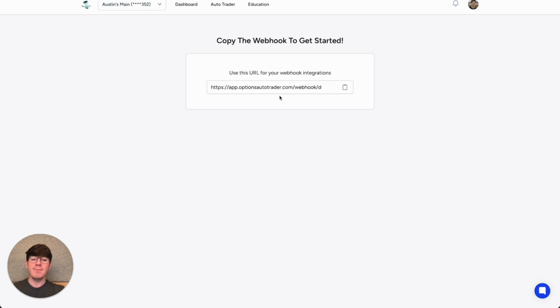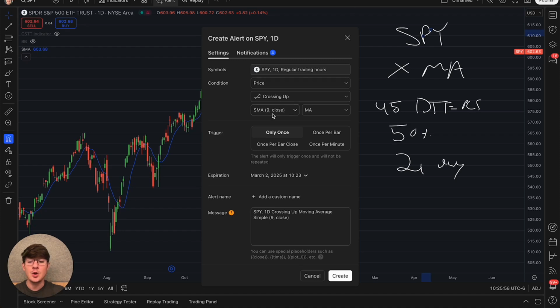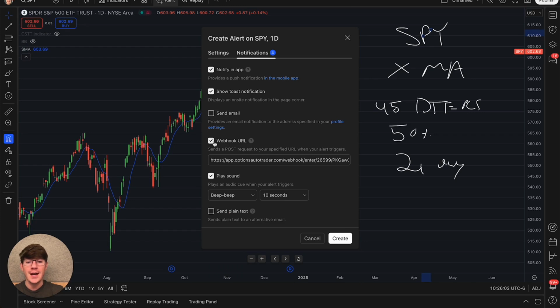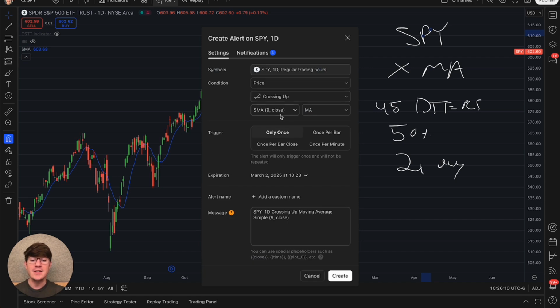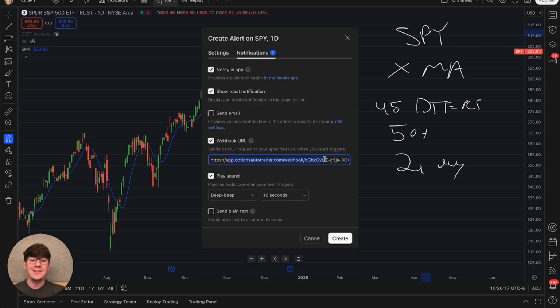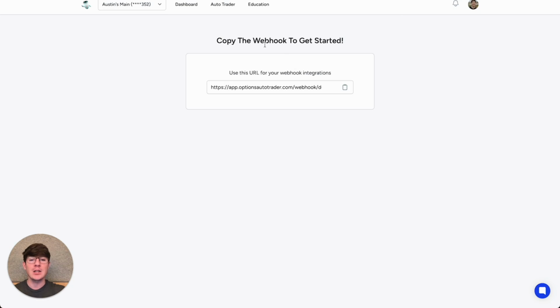When I save it, it gives me this webhook URL. So I can copy this webhook, and now I can connect it to TradingView. You can see here, I made the conditions in TradingView already. I'll go to notifications, and under webhook URL, I am simply going to paste this webhook. And just like that, it makes the connection. This means that whenever this triggers an alert, it's then going to notify this link, which is then going to execute this bot.